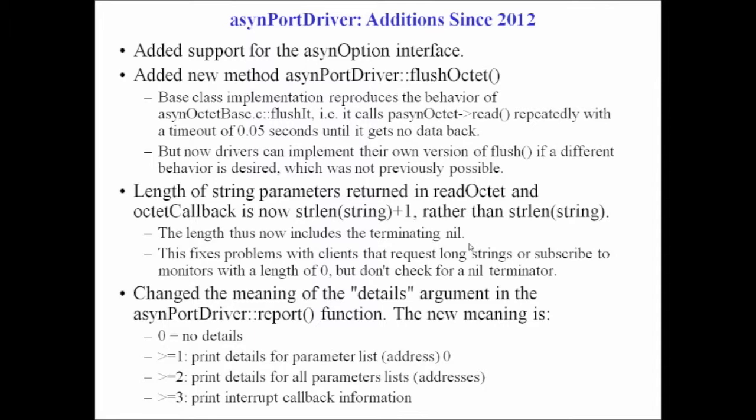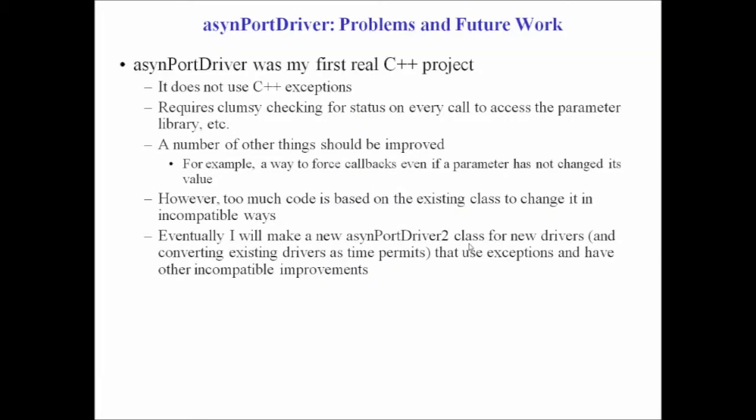Change the meaning of the details argument to the report function. So the new meaning is if you set 0, you get no details. If you set it to 1, you will print the details for parameter list 0. But if your driver has 16 addresses, it doesn't print the details for all 16 lists, which can be a lot of output. 2 prints it for all the parameter lists, and 3 prints the interrupt callback function, which is usually not so interesting. Sometimes it's useful.